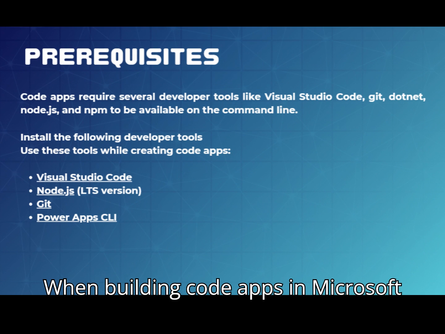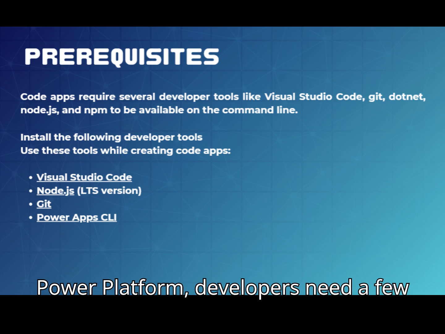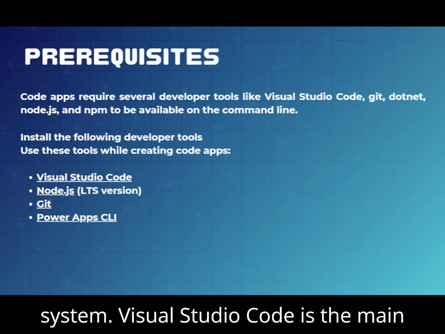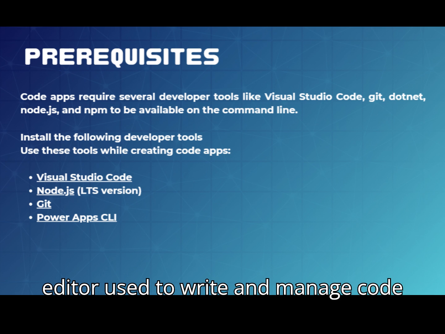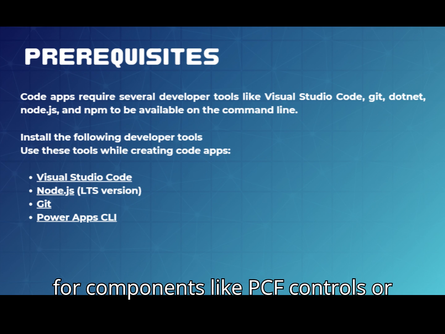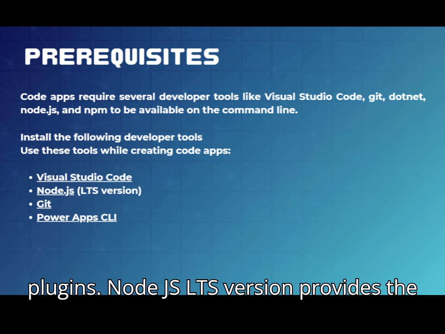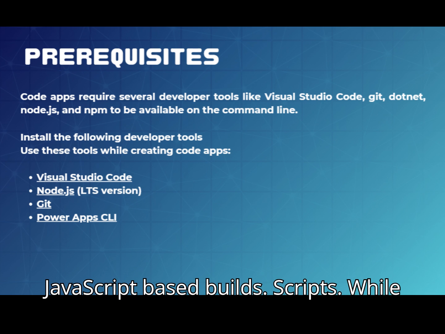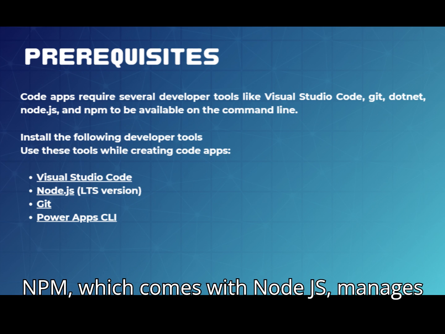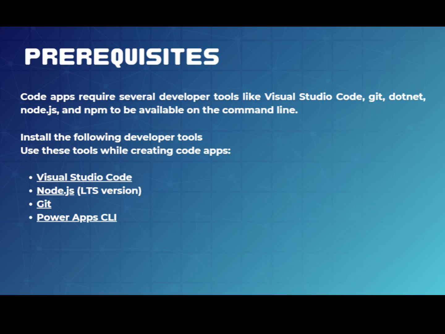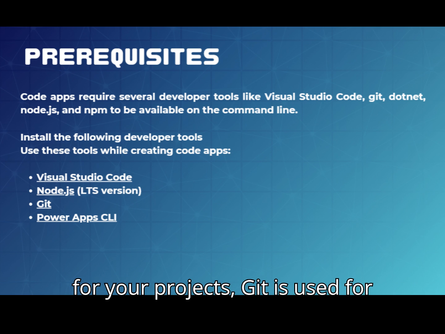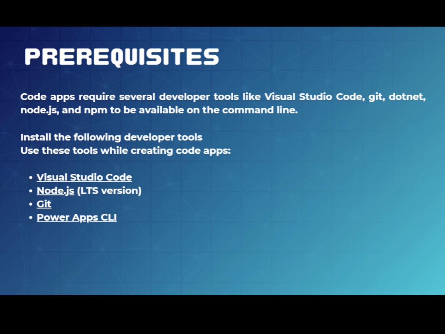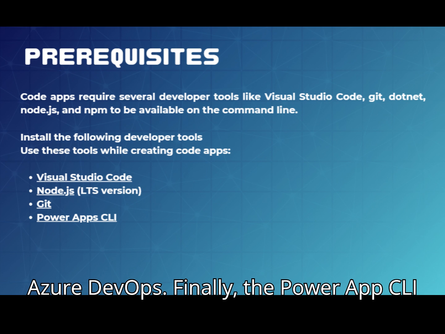When building code apps in Microsoft Power Platform, developers need a few essential tools installed on their system. Visual Studio Code is the main editor used to write and manage code for components like PCF controls or plugins. Node.js LTS version provides the runtime environment for running JavaScript-based build scripts, while NPM, which comes with Node.js, manages the libraries and dependencies required for your projects. Git is used for version control. It helps you track code changes and collaborate with other developers using platforms like GitHub or Azure DevOps.